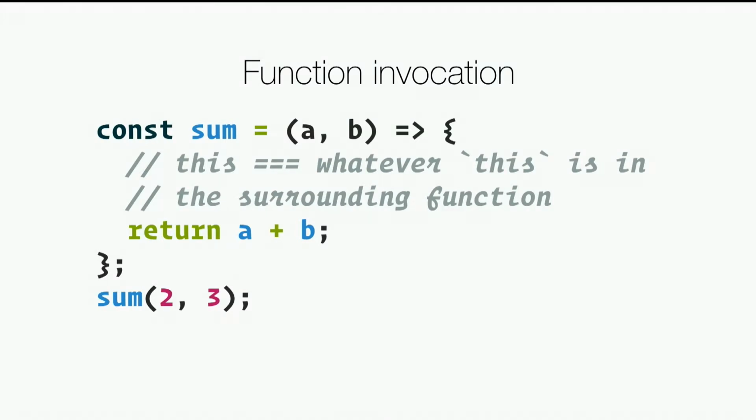What if a function is an event handler, excuse me? What if you set up an event listener with a certain function as its handler? What's this going to be if we don't do anything to change it? Close. It's going to be the target of the event, right?